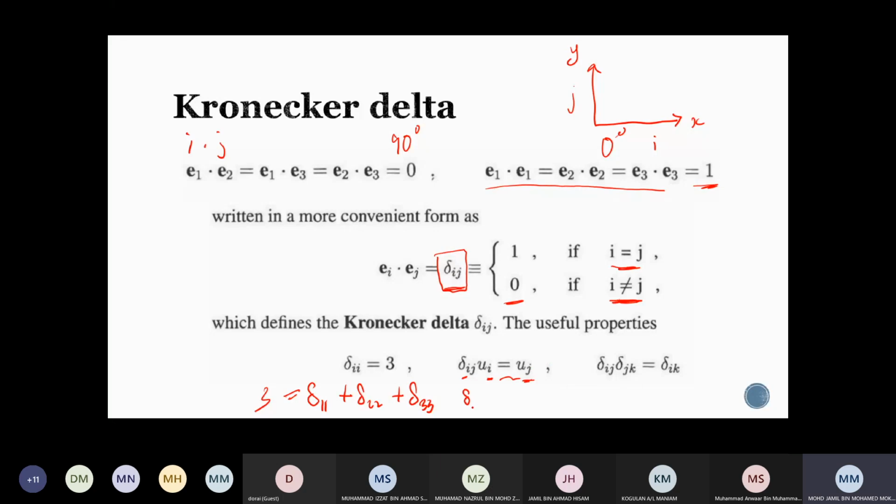So let's say, for example, delta jk times uj. You can just write uk. Later on, we will see this more, maybe next week. This one is a headache too, so that's why I did not put it in the exam. If we have delta ij times delta jk, where the symbol j is one at the end and one at the front, you can just write delta ik. So don't worry, it won't come out in the exam.